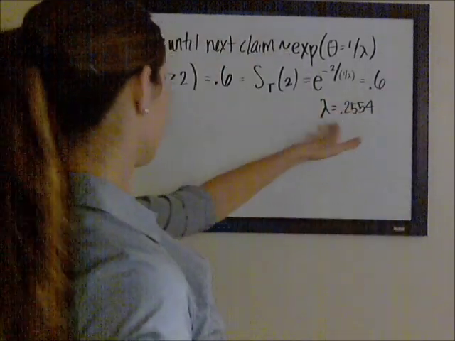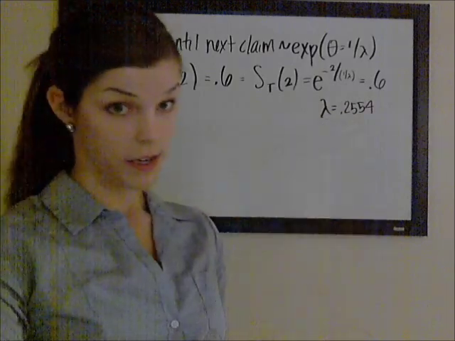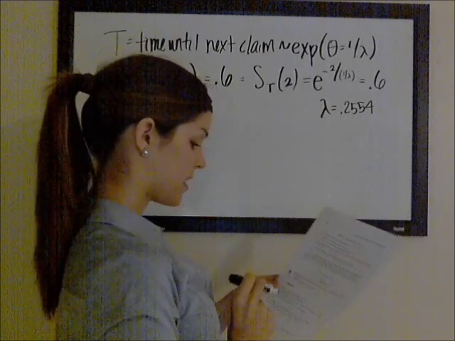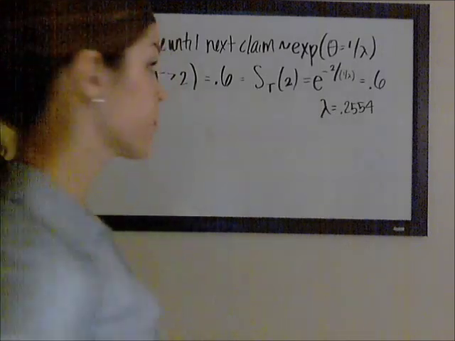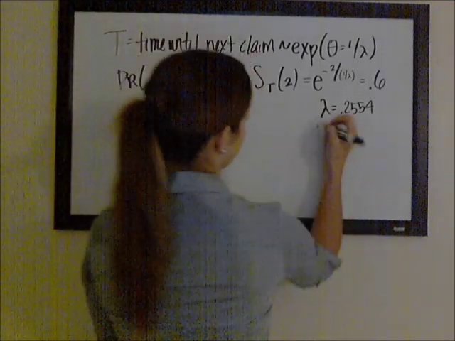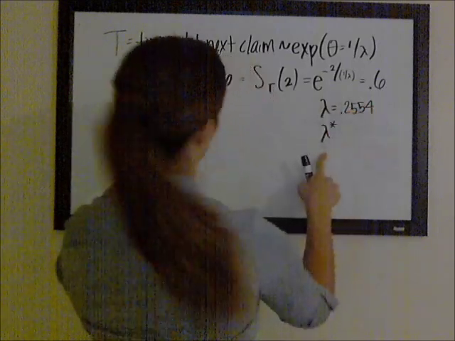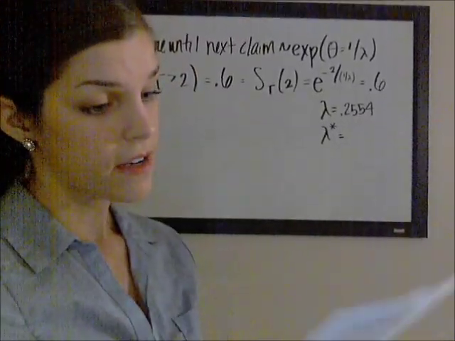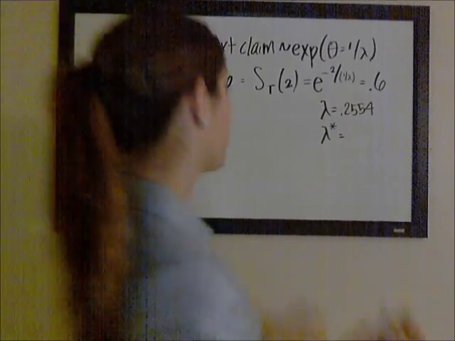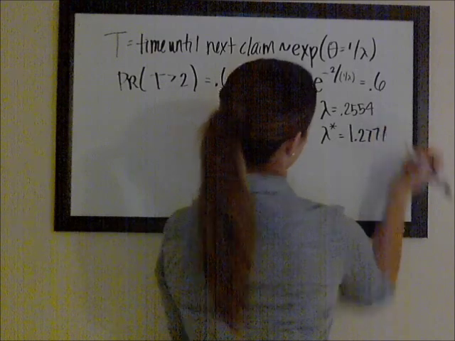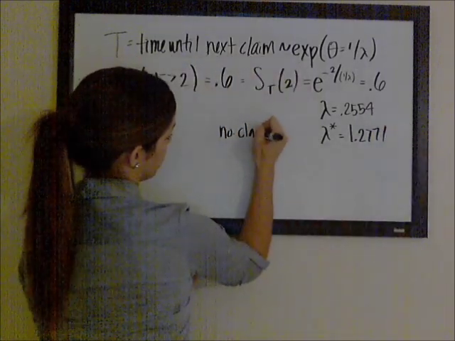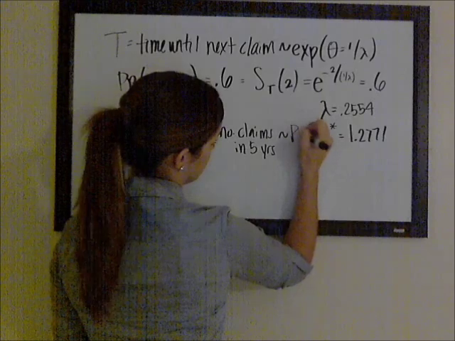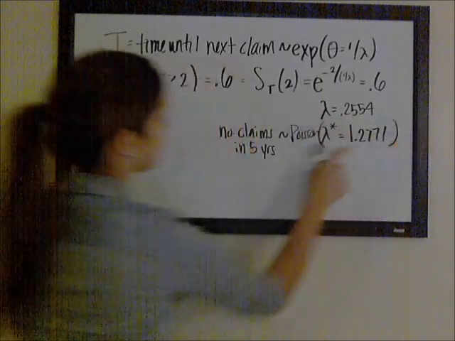Okay, so that's per year. We found the rate at which claims occur in a year. We expect about 0.2554 per year. Now we want the probability that exactly 4 claims will occur within 5 years. So this is per year. Our lambda for 5 years, or the number that we expect to see in 5 years, is going to be 5 times that, which is 1.2771. So the number of claims in 5 years follows a Poisson distribution with that parameter.